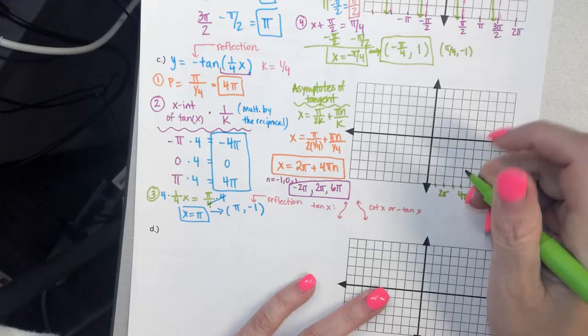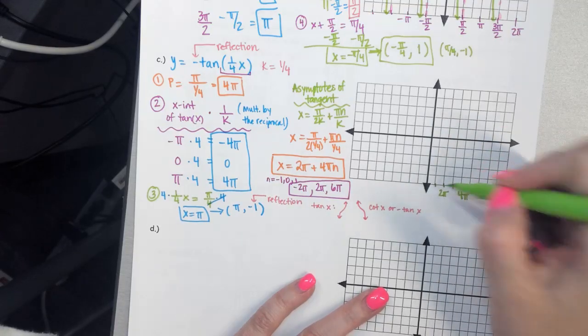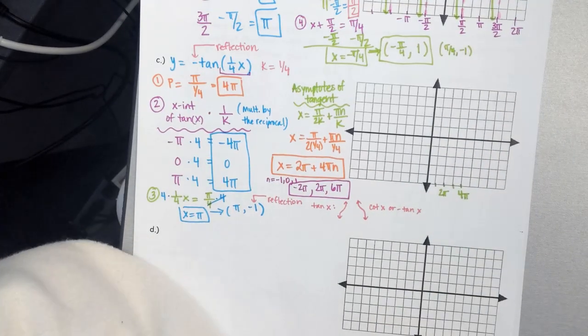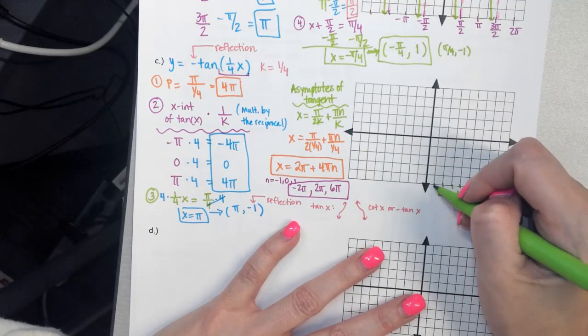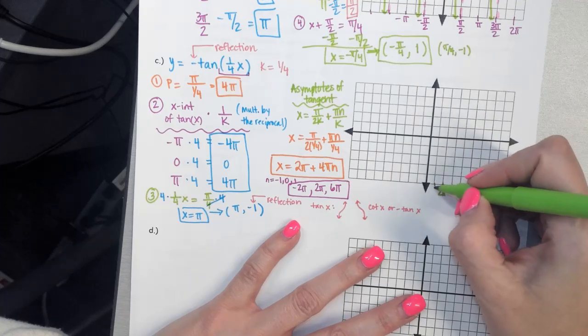Okay, now I'm deciding to go by pies. That way I can go all the way up to 6 pi.